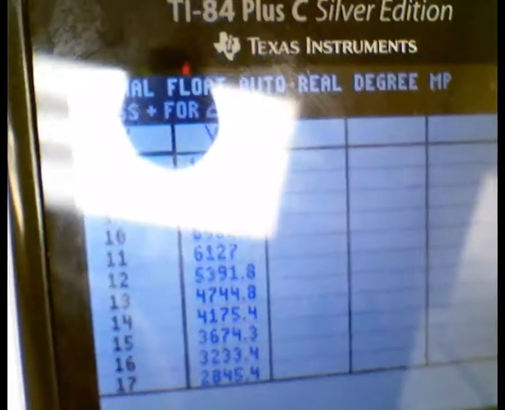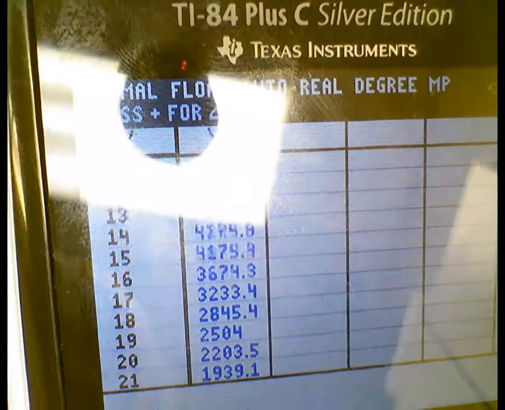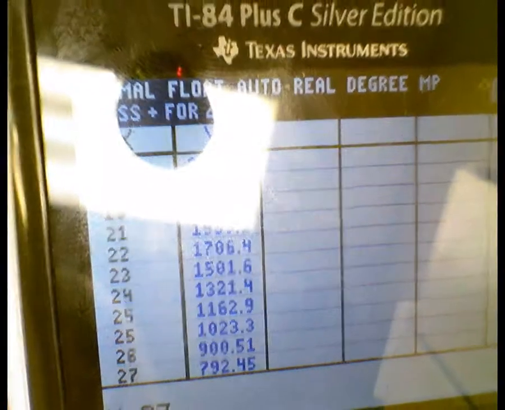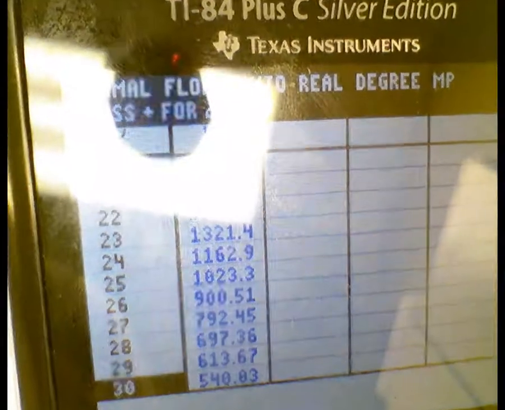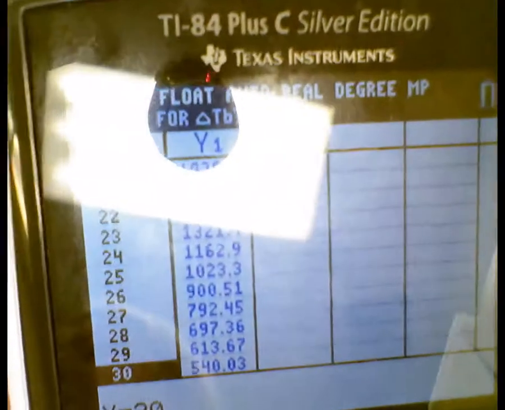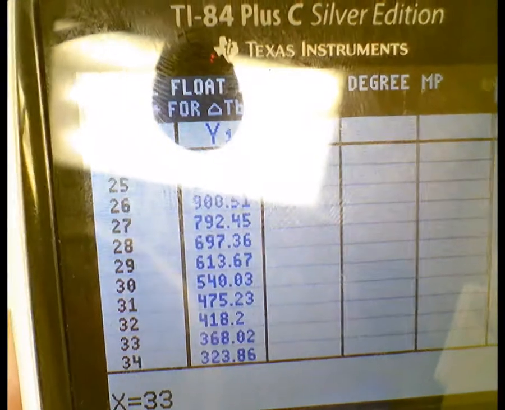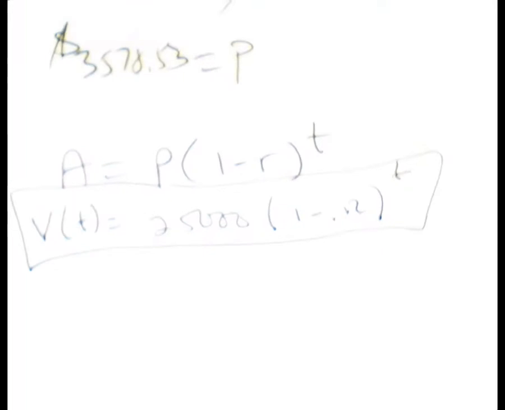So when is it going to equal 0? You could scroll forever, but even after, say, 30 years, your car probably isn't running anymore, but you can still get $540 for just the parts of your car. But will it ever equal 0? If you graph it, let's look at our graph.